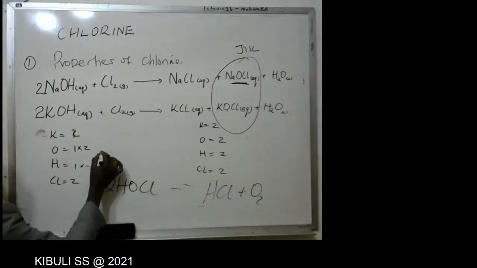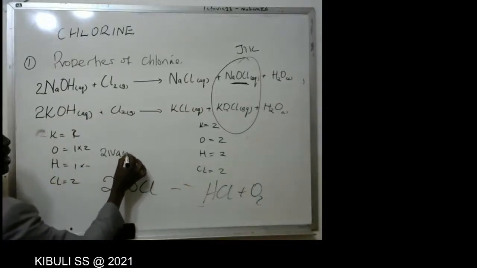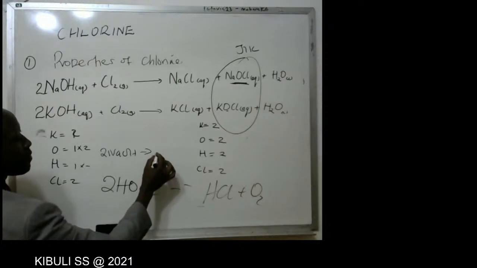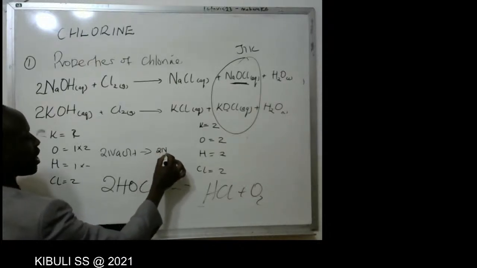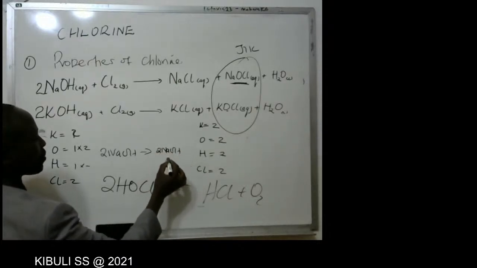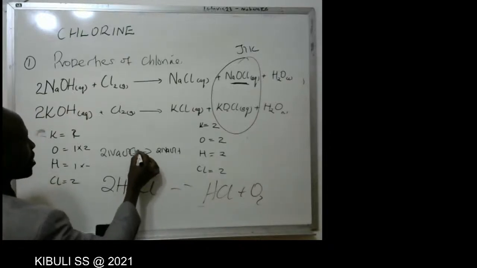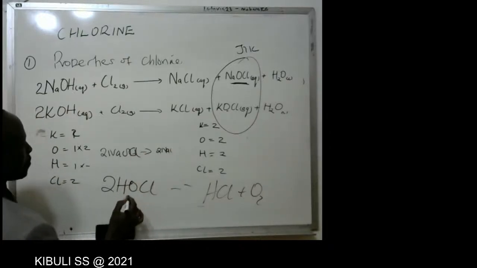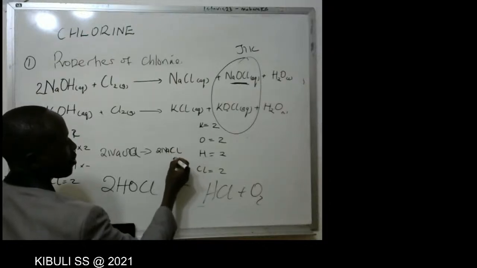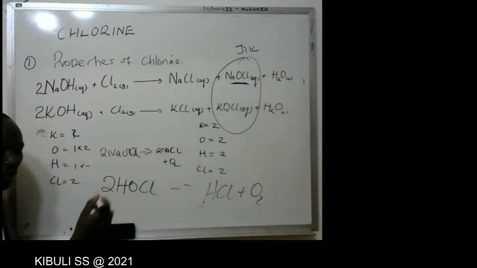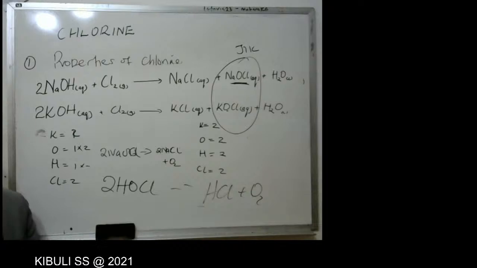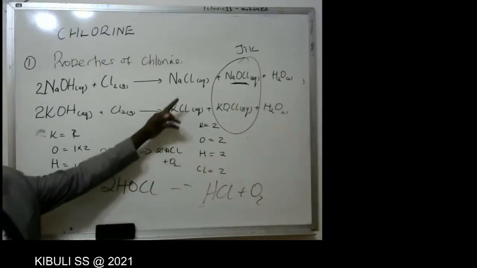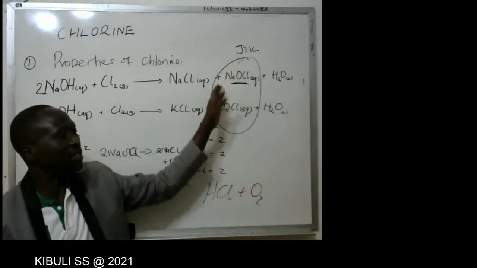So here what is going to happen? 2 moles of NaOCl will give us, sorry, 2 moles of sodium what? Chloride plus 1 mole of what? Oxygen. So this is also a bleaching agent. Jik, commercially referred to as. So jik is in this family.